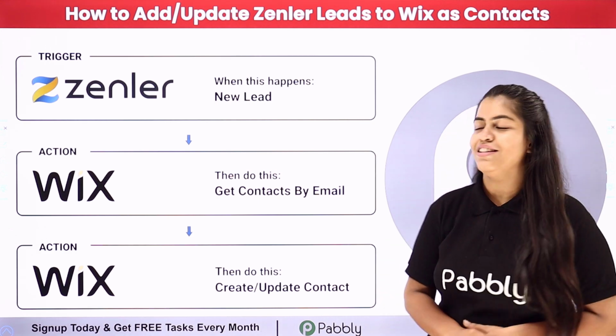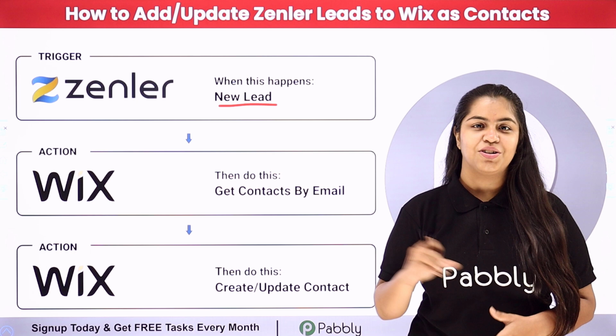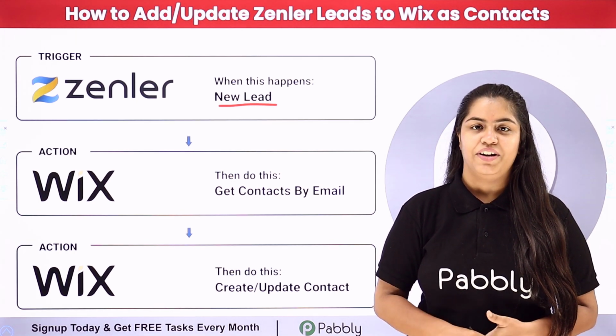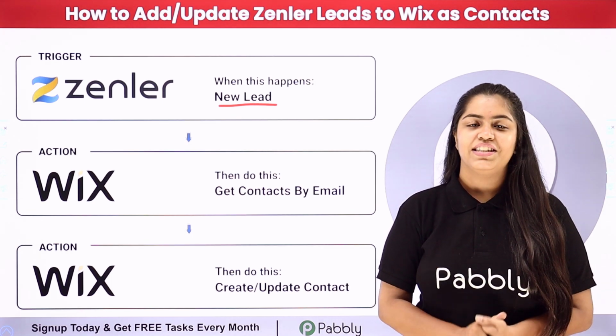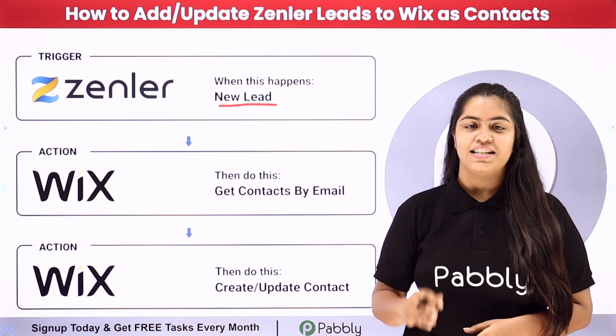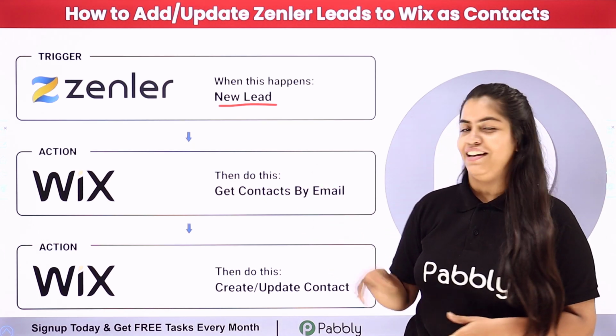And now I wish that as soon as a new lead is received in my Zenler account, automatically a contact should be created in my Wix account with the same email. And if the contact already exists with the same email, then that contact should be updated with a new tag. So I'm going to keep all of these contacts so that I can create targeted marketing campaigns for all the contacts and the leads received through my Zenler account.